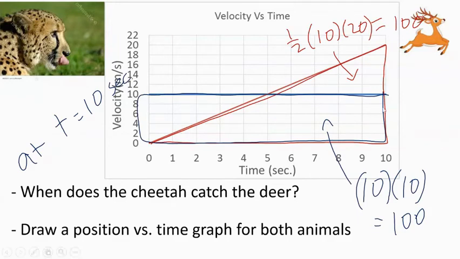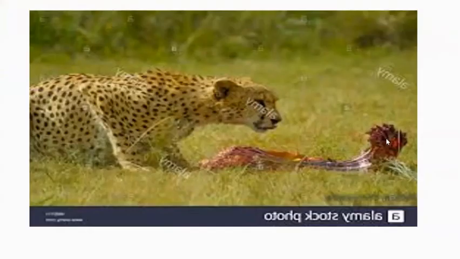Okay, but we're not going to have to do that because you'll notice that the area under the blue line for the deer is 100, and then the area under the red line for the cheetah is also 100, right? It's going to be 1/2 of 10 times 20, which is 100, and the deer is 10 times 10, which is 100. Okay, so at 10 seconds, the cheetah and the deer are in the same location, so yummy.